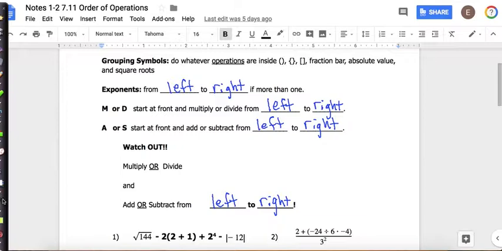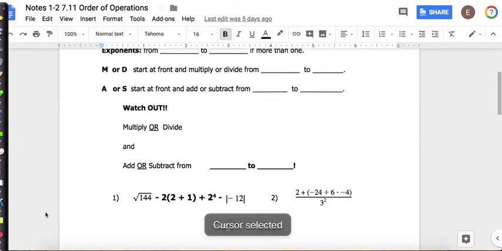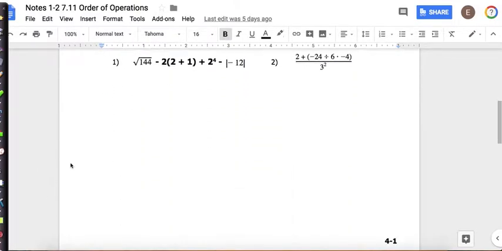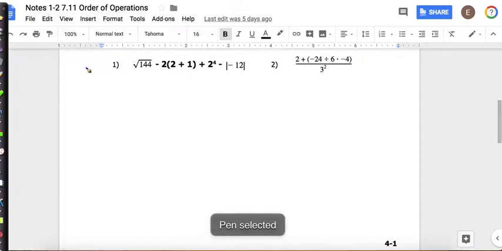Now I'm going to provide a helpful strategy for you to use for number 1 and number 2. So you can write down GEMDAS. Now notice I'm going to put the M/D to remind you to go from left to right, and A/S to remember to go from left to right. And after I do each step, I'm going to check it off. So once I find a grouping symbol, I'm going to underline that and do that first.